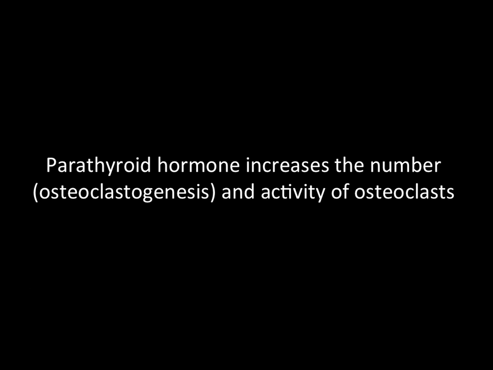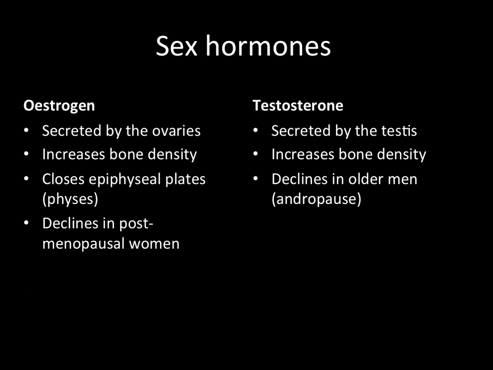So, how does it do this? In one statement, parathyroid hormone increases the number and activity of osteoclasts. And when we're talking about increasing the number of osteoclasts, the name for this is osteoclastogenesis. Cool. Let's talk about sex hormones, estrogen and testosterone.